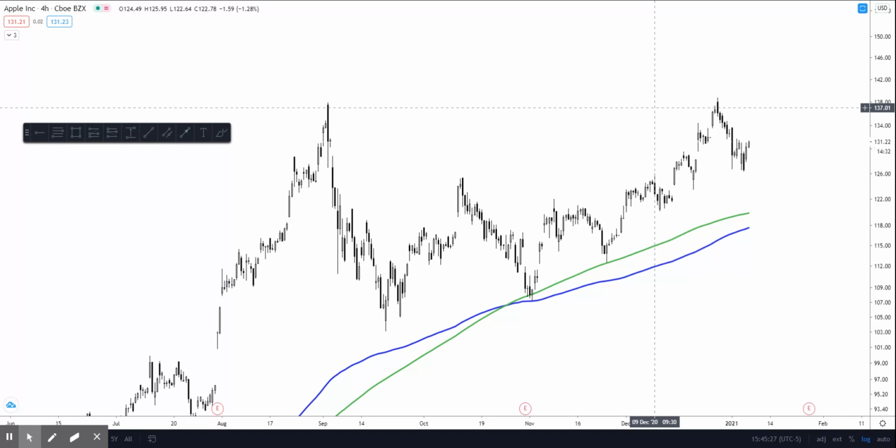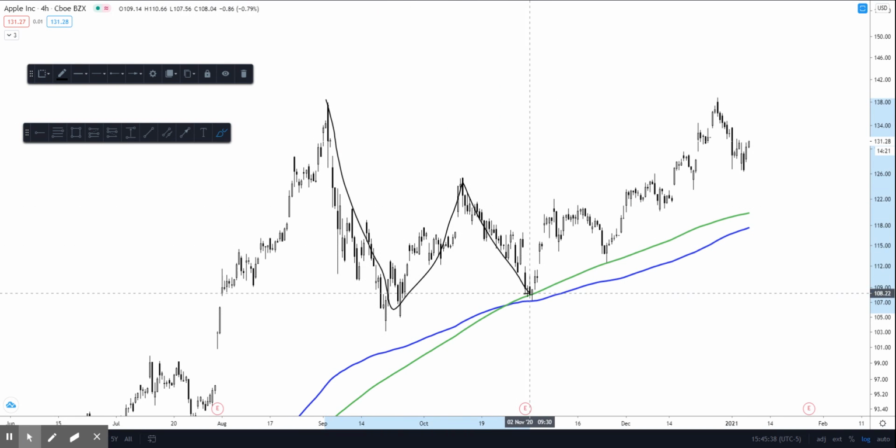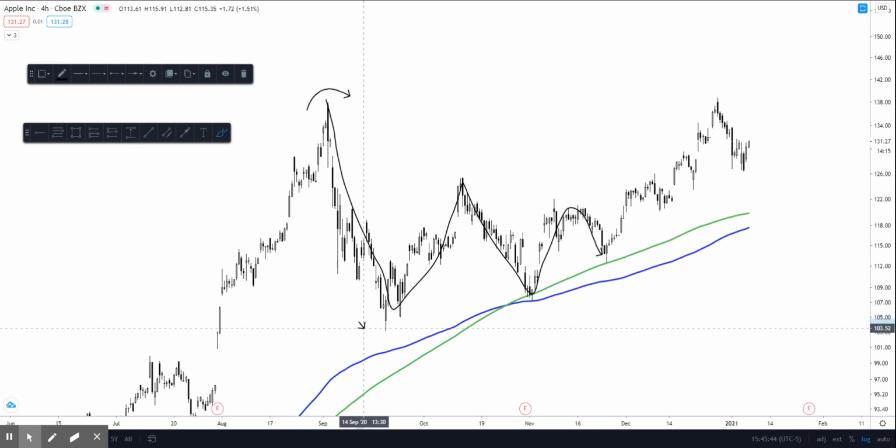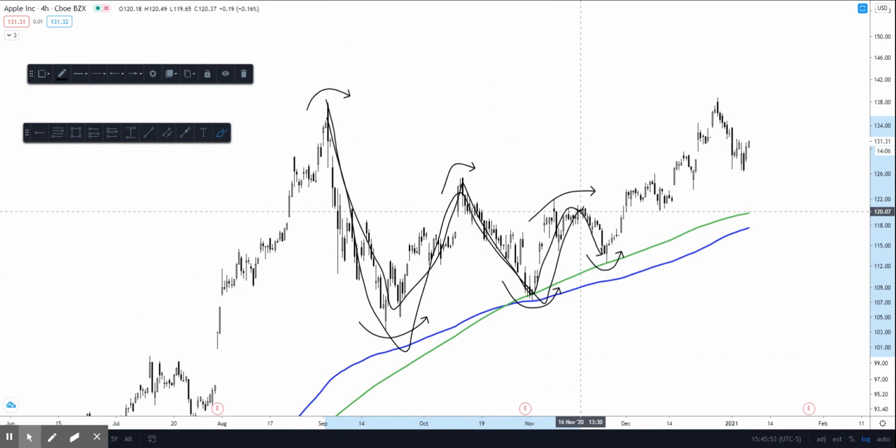How do you know when something's consolidating? Back here in around August or September, you have consolidation on Apple. So, what do I mean by that? Well, if you're analyzing your market structure, you see a high, a low, a lower high, a higher low, a lower high, and a higher low. So, you have a confirmed consolidation pattern, right?